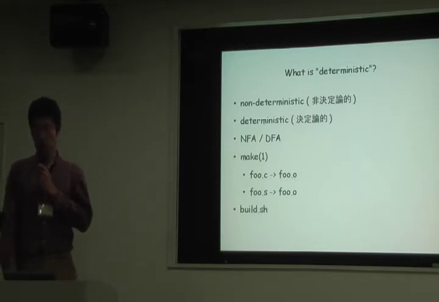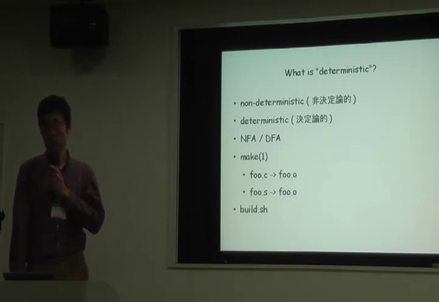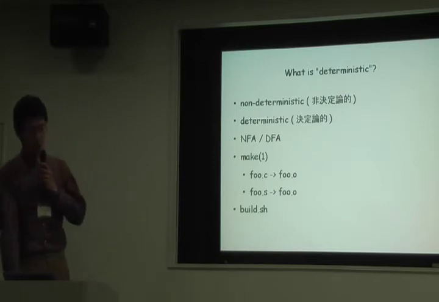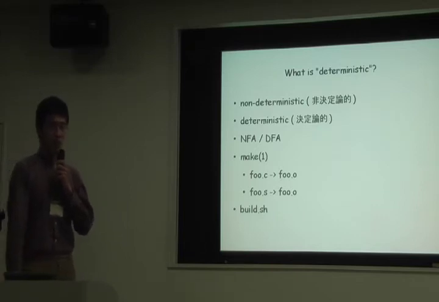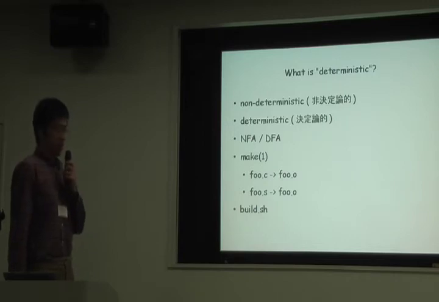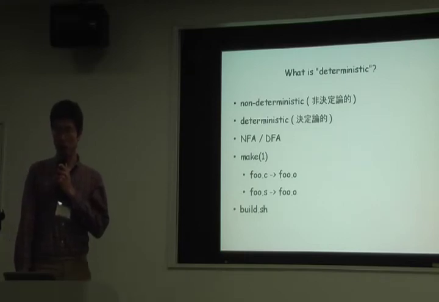I actually didn't graduate from a computer science department, and I did not read compiler textbooks, so I cannot explain the notion correctly, but my understanding is non-deterministic in computer science means more than one goal is accepted. It is correct.